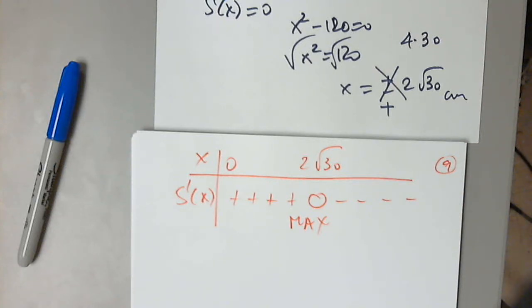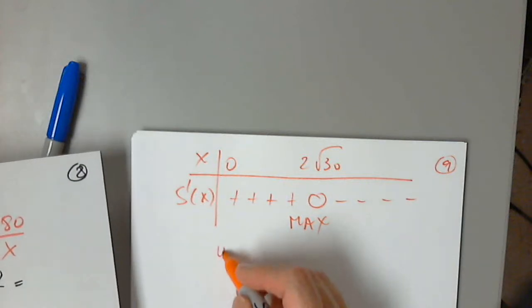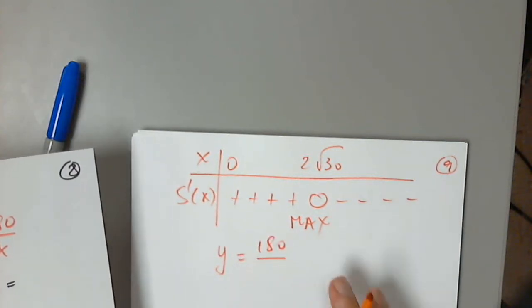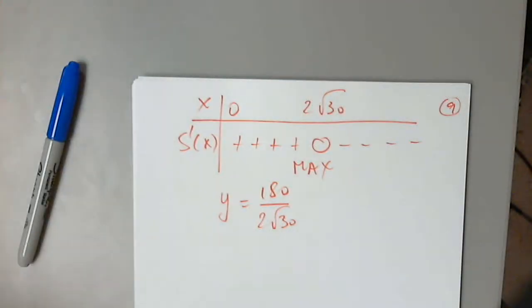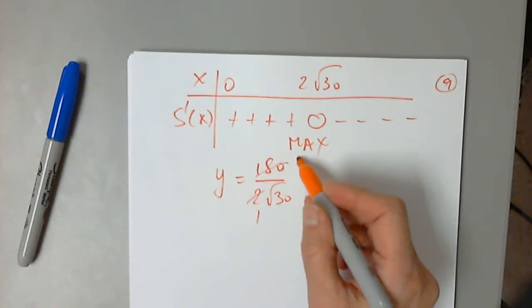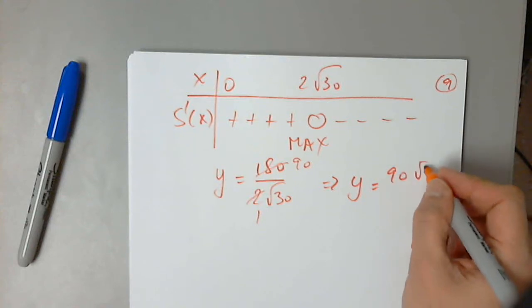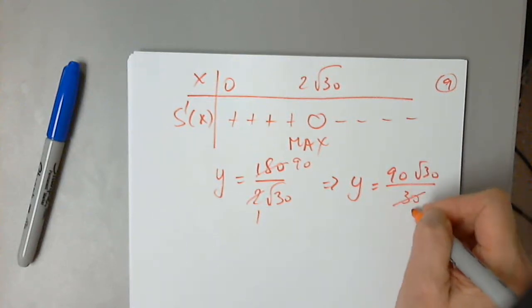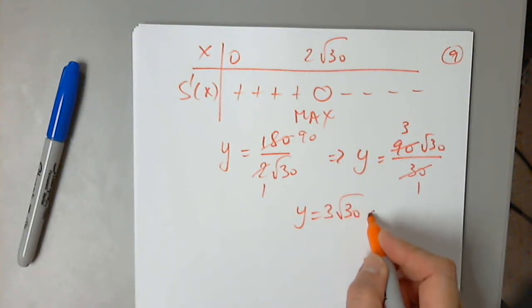I can also determine the maximum area, but let's find y first. So y equals 180 divided by 2 the square root of 30. So that is going to be the height of the poster. So I will simplify. So from here, y equals 90 the square root of 30 over 30. So then y equals 3 the square root of 30 centimeters.